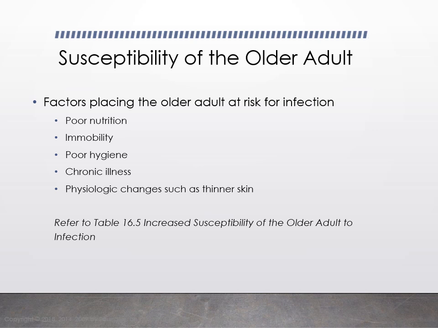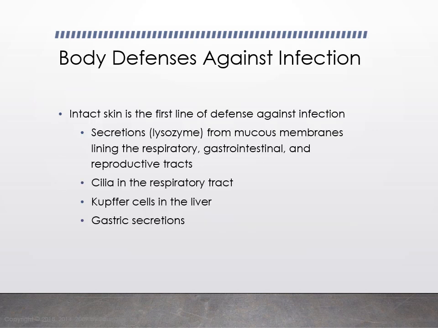And I've given you also a couple of examples to consider of those more basic nursing interventions that we need to focus on. Body defenses against infection. Intact skin is the first line of defense against infection. So we've talked about a greater risk factor is if our skin is not intact. So intact skin is our first line of defense against infection.